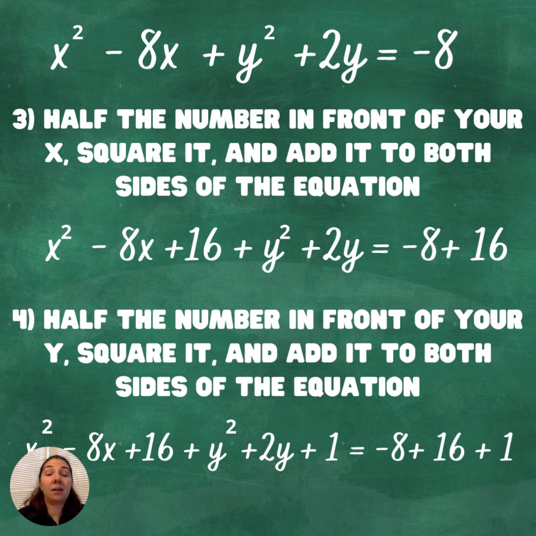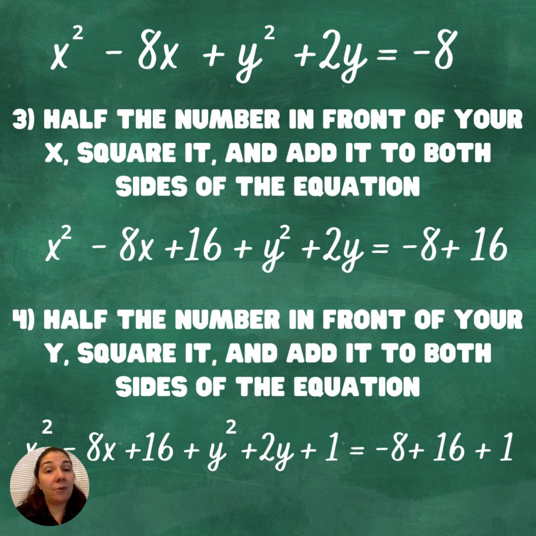Okay, from there, you are going to divide the number in front of your x by 2. Then you're going to square it and add that value to both sides of the equation. And the reason that you're doing this is because you're creating perfect square trinomials. So you're going to do that for x, and you're also going to do that for y. And what you do to one side, you have to do to both. That's why you're adding that value to both sides of the equation.